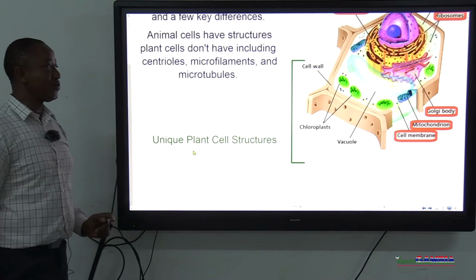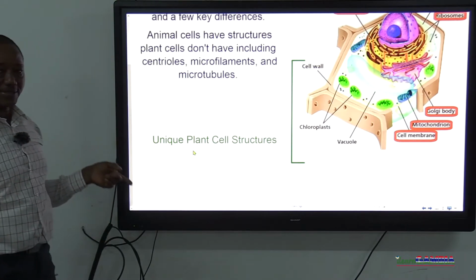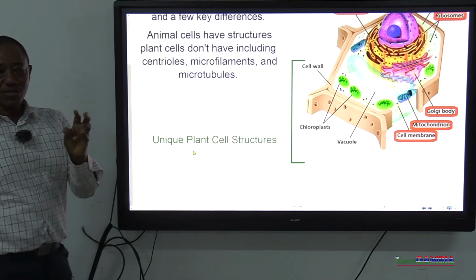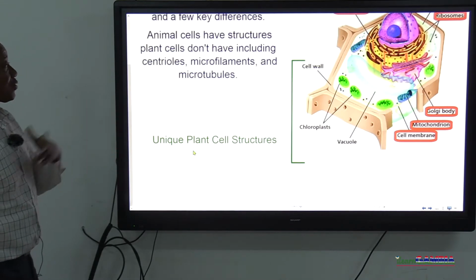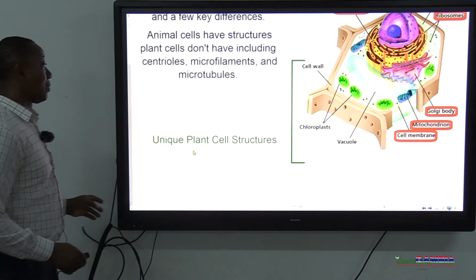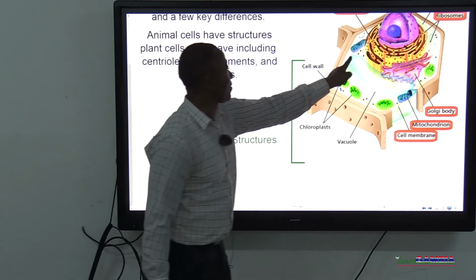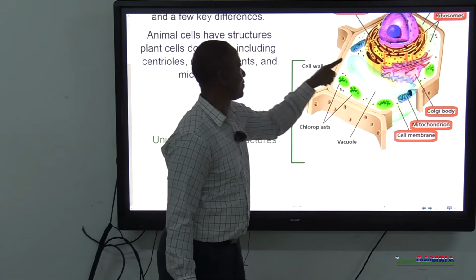Let's not confuse these with the vacuoles we find in animal cells. They are there, but they are usually small. Some animal cells don't have any vacuole. But the difference is that the vacuole here, this bluish thing, is very large.